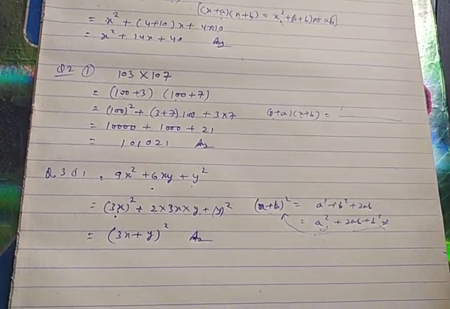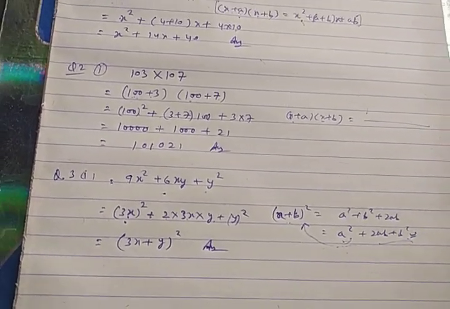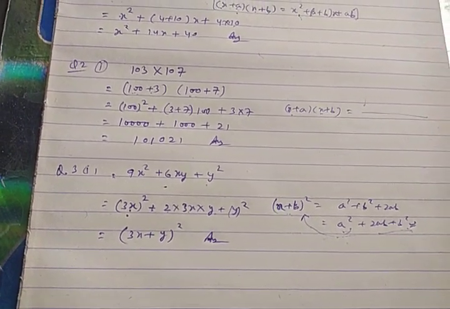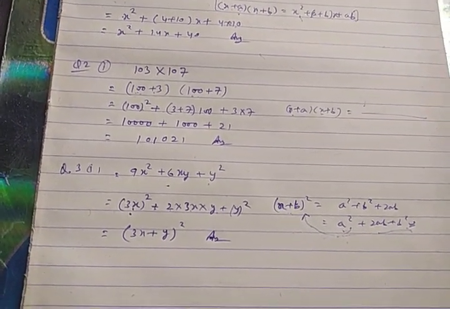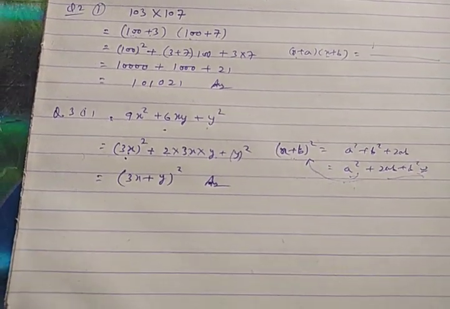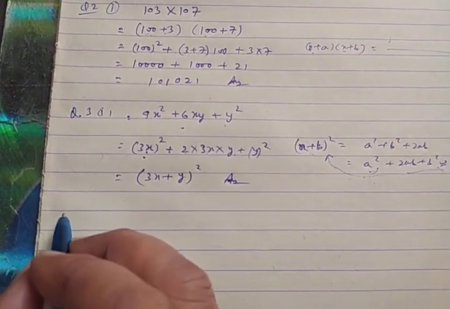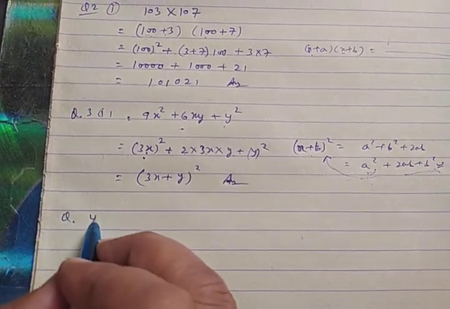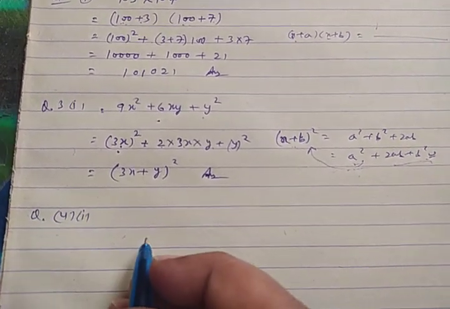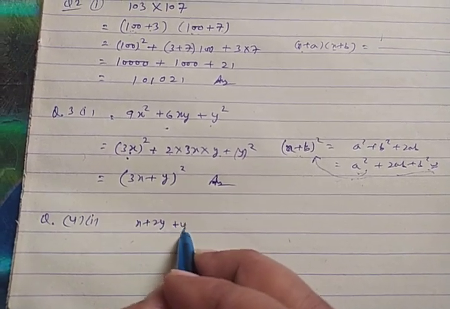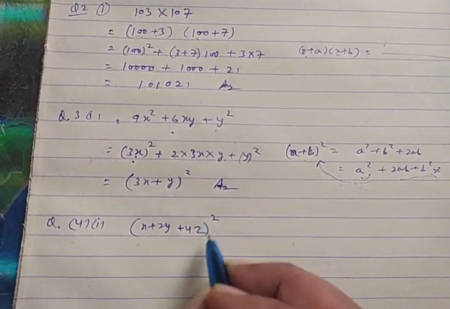You have to approach the format of the formula. Whether you use the formula from left to right or right to left, simply apply the format and solve the question. One more question I am telling you, that is question 4 part 1. It is (x plus 2y plus 4z) whole square.